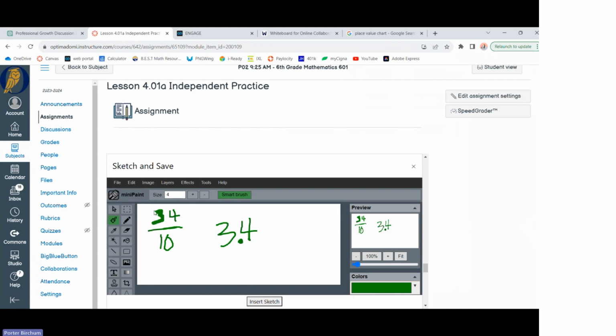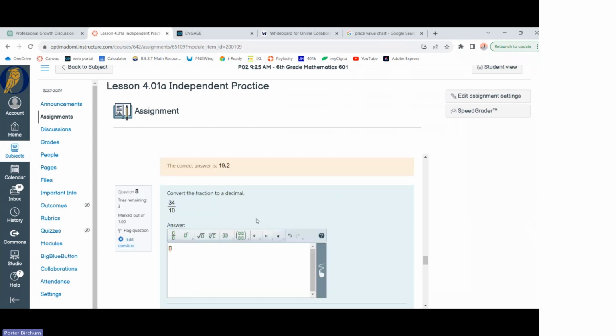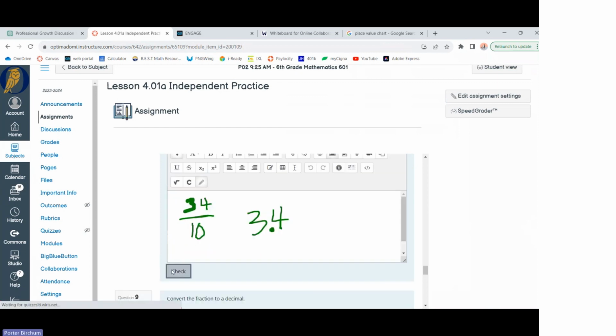Or I could have also done 34 divided by 10. That also gives me 3.4. Top number divided by bottom number. 3.4. Check my work.